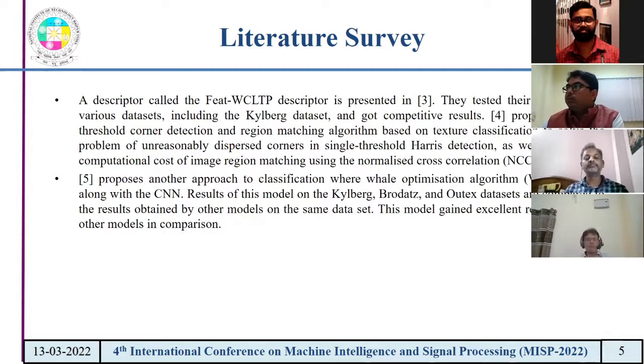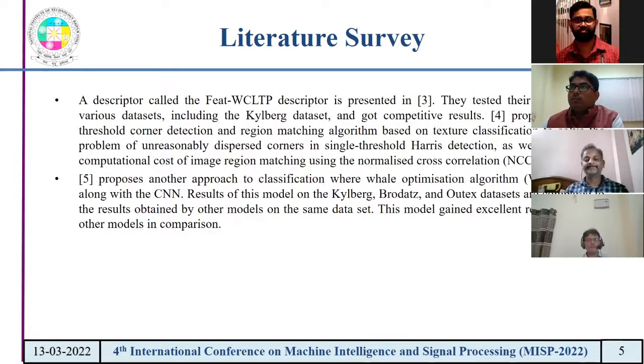Another method proposed a multi-threshold corner detection and region matching algorithm based on texture classification to solve the problem of unreasonably dispersed corners in single threshold Harris detection, as well as the high computation cost of image region matching using the normalized cross correlation approach.